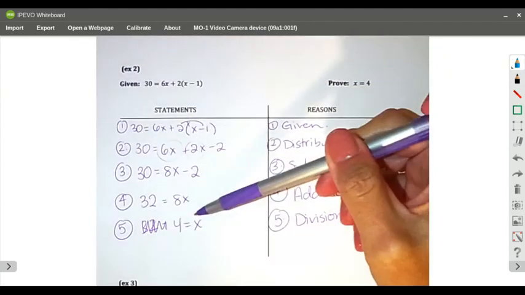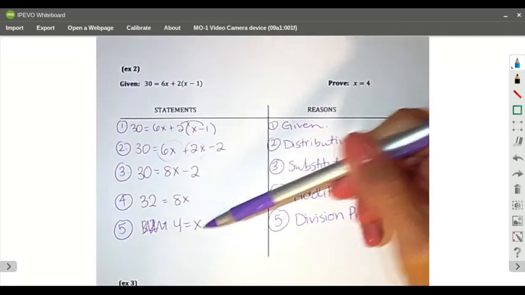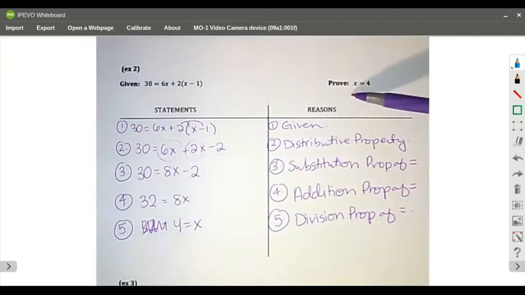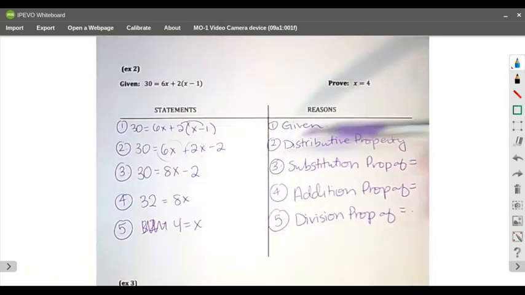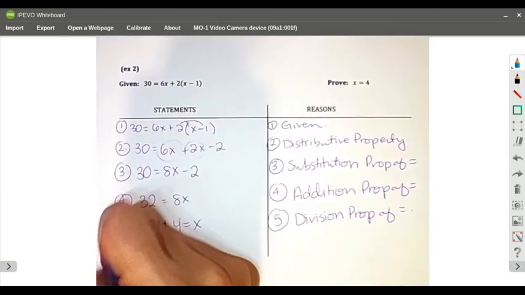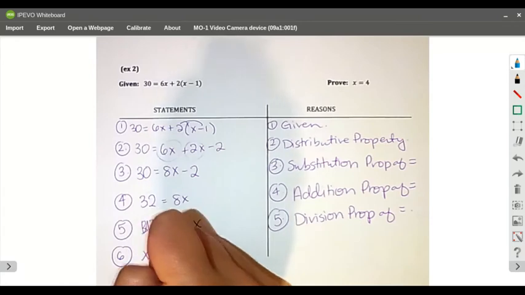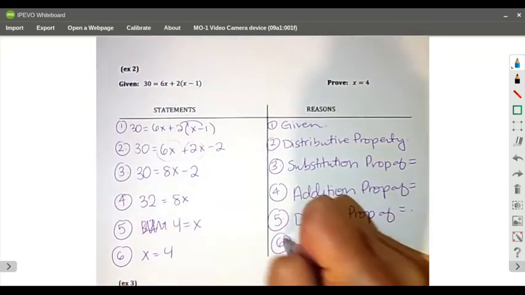Now here's what I was talking about. See how my last step says 4 equals x? But look at my proof. My proof says x equals 4. Those do not match exactly, so I'm not done. So I have to flip it around and write x equals 4.